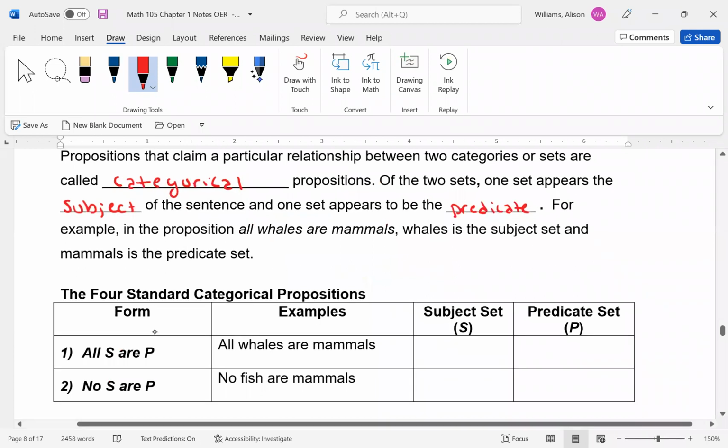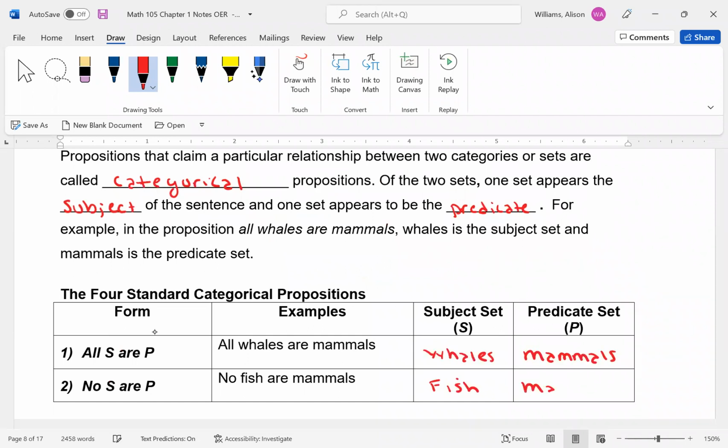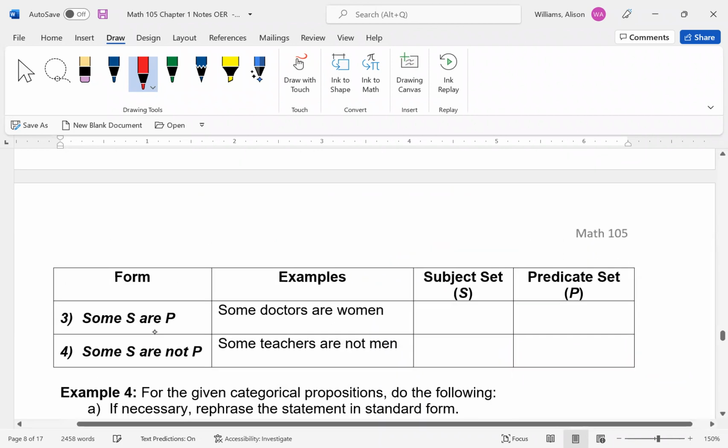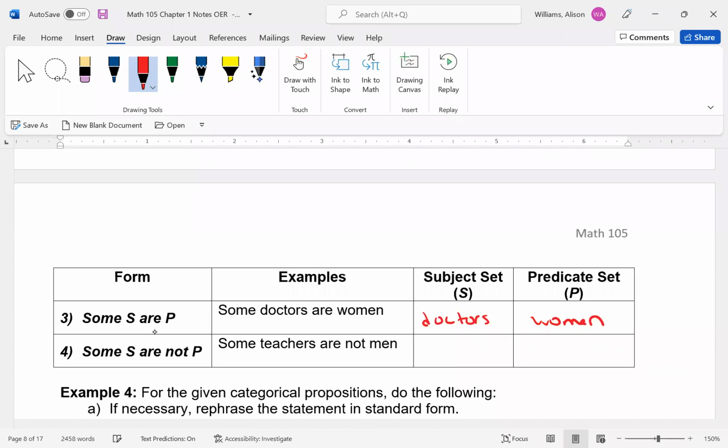No fish are mammals. Fish should be the subject. Again, mammals, the predicate. Some doctors are women. Doctors would be the subject. The predicate in this case is women. Still, teachers are the subject, even though there's a not, who cares? Men are still the predicate.